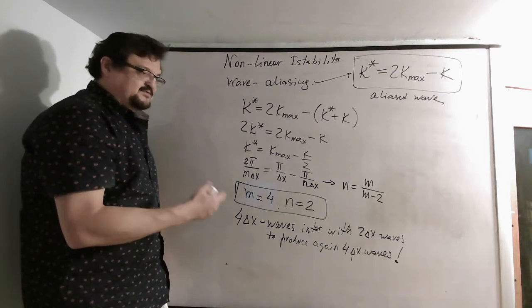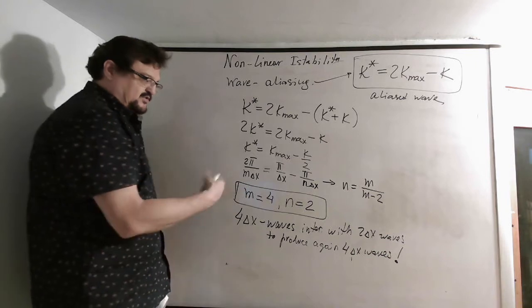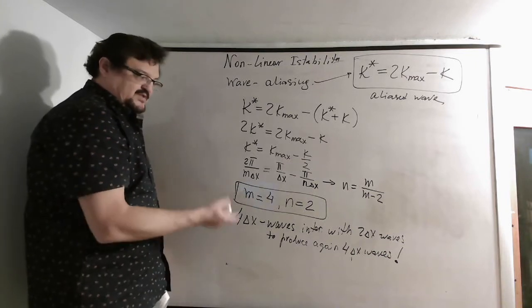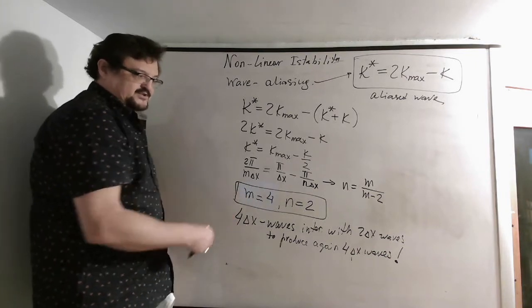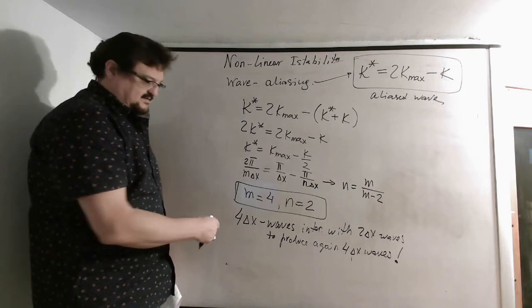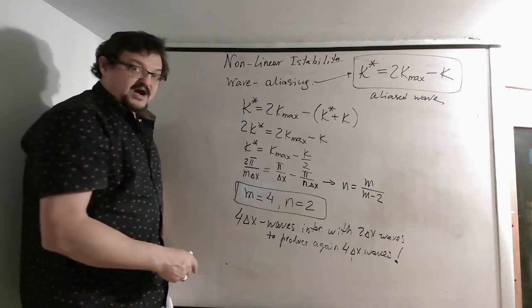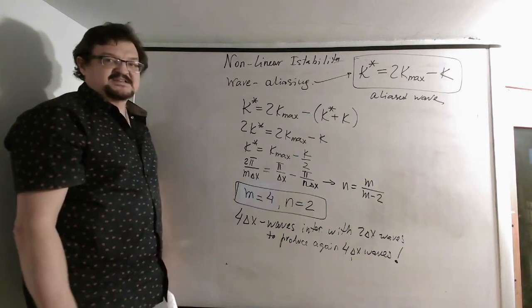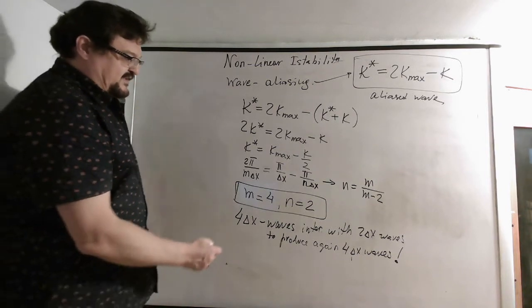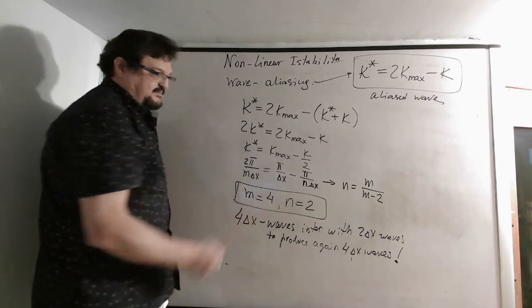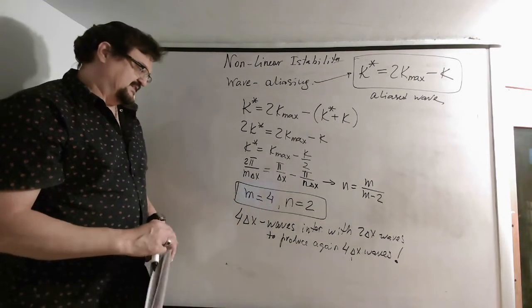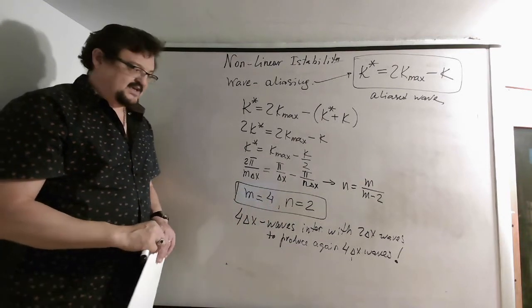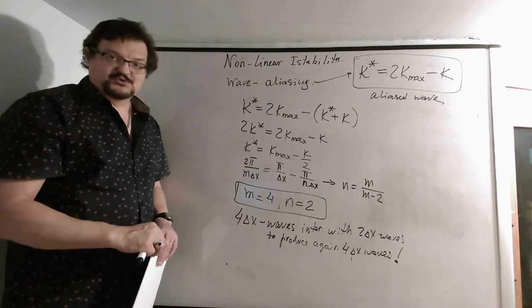But once in a while, if you don't have enough diffusion, not enough interaction with other waves to remove this energy from 4 delta x waves, then the energy will start growing unbounded, and eventually it will destroy the solution. It will be instability, explosion. So this is the process that creates nonlinear instability: 4 delta x interacting with 2 delta x waves.